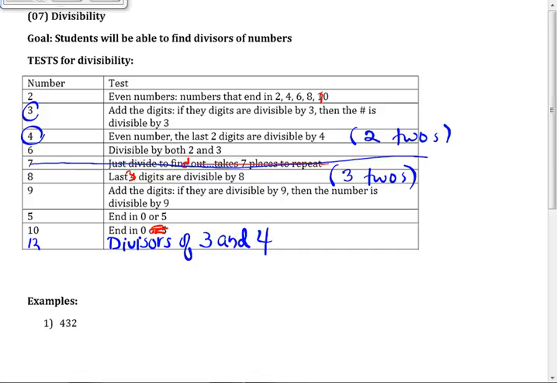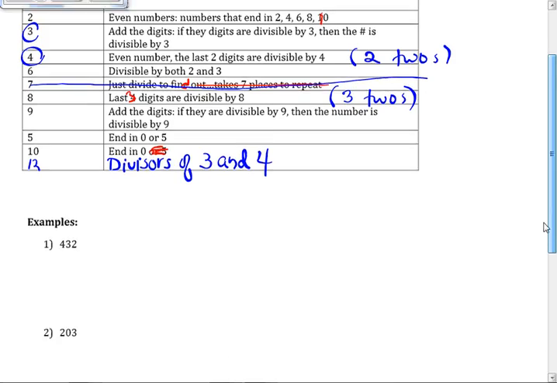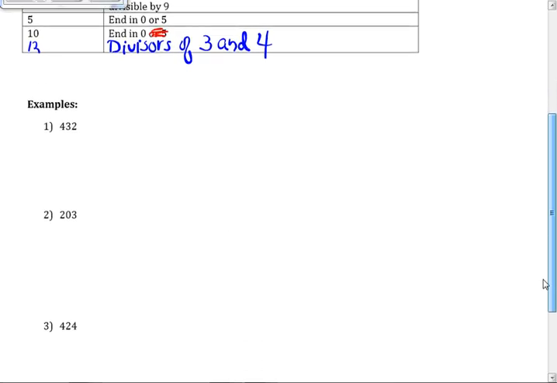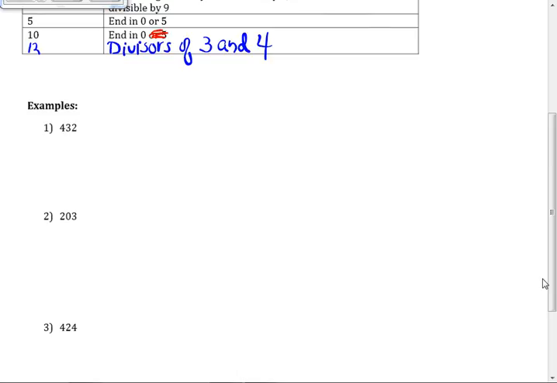We'll check this out. Now, the worksheet is a table, so you may prefer to do all the evens first and all the 5s first. We're just going to do a bunch of problems here. 432 ends with a 2, so it's even. So 2 goes in. All you do is write 2. That's it.